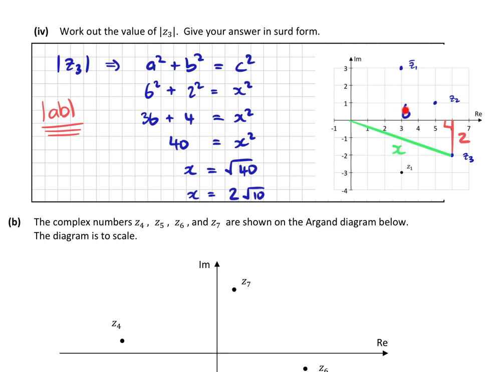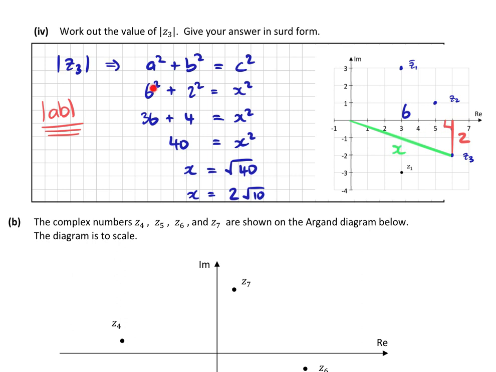A and b, it doesn't matter which one we label a or which one we label b. In this case, I just went from left to right and labelled a as 6, and I labelled b as 2. If you put them the other way around, it would make no odds because you're adding them. So 6 squared plus 2 squared is the exact same thing as 2 squared plus 6 squared. In Pythagoras' theorem, the only thing that matters is that your hypotenuse is always opposite 90 degrees.